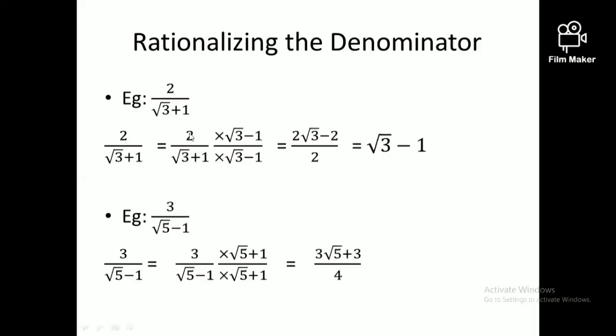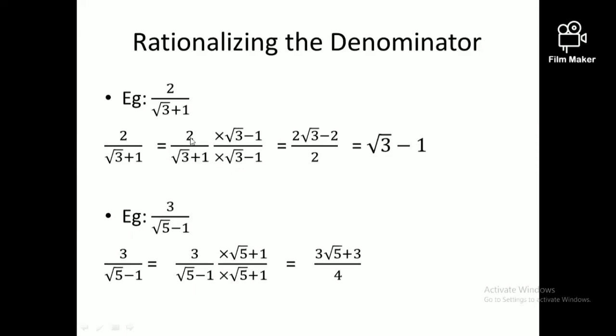Now this is the next case, right? Here the denominator is combined with another number. In that case, you cannot just multiply by root 3 to rationalize it. So in this case, we multiply both numerator and denominator by the opposite operation of this. This is called the conjugate. If this is plus, you have to multiply with minus in between. If the denominator is root 3 plus 1, you have to multiply both numerator and denominator by root 3 minus 1.